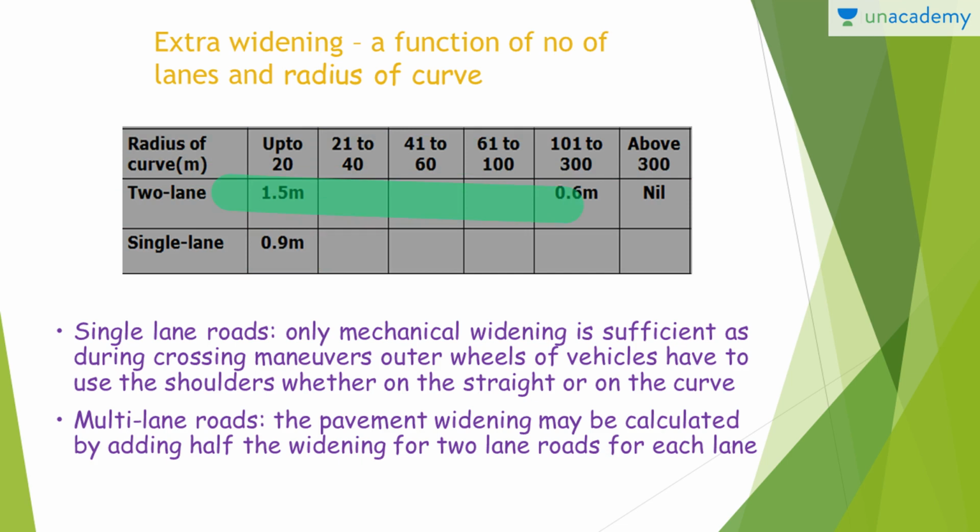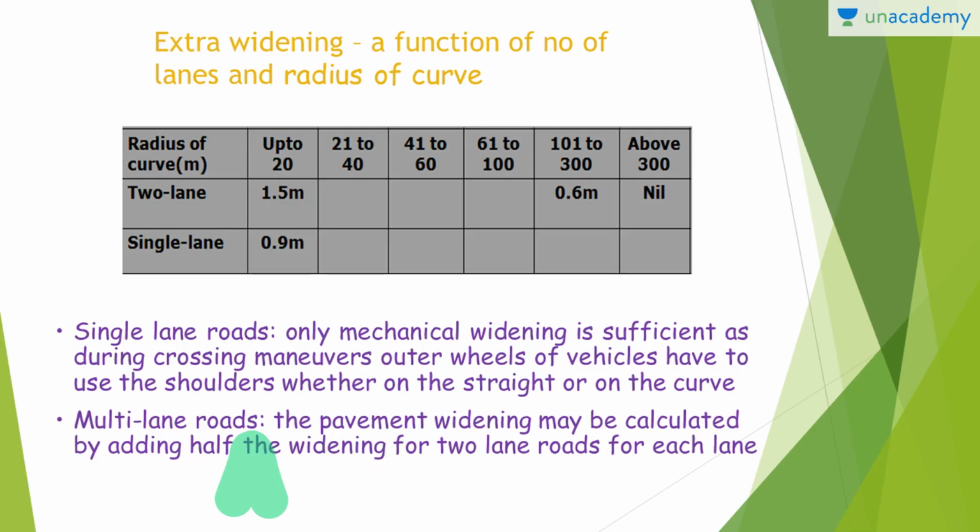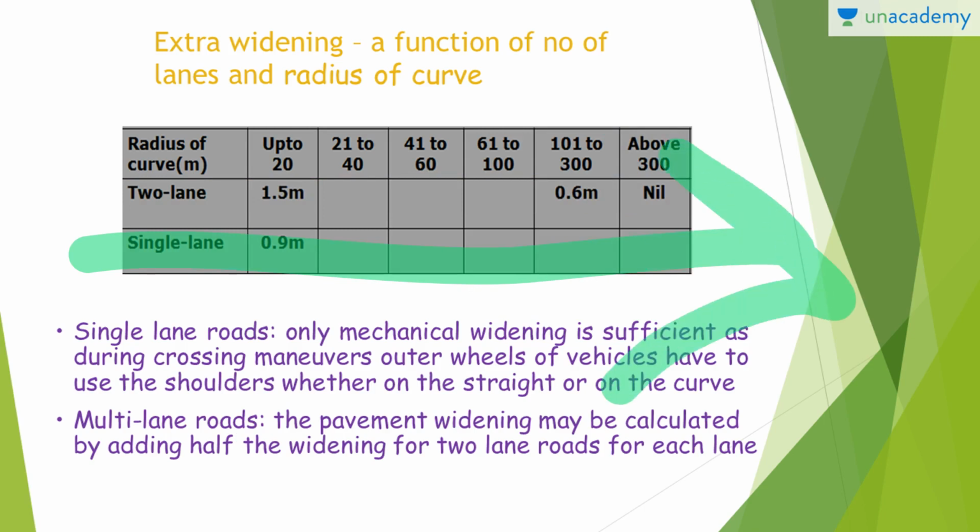Because if the radius of curve is more, the road is already wide by itself. In that case you do not need to provide much widening, and you can go by the formula also. You can see if the radius is more, the widening will be less. So if you go in this manner, the widening will decrease. Similarly for the single lane also, if you move towards the right, that is if the radius of curve increases, the extra widening decreases. And if the radius of curve is above 300 meters, you hardly provide any extra widening. In that case you do not need to provide any such widening.